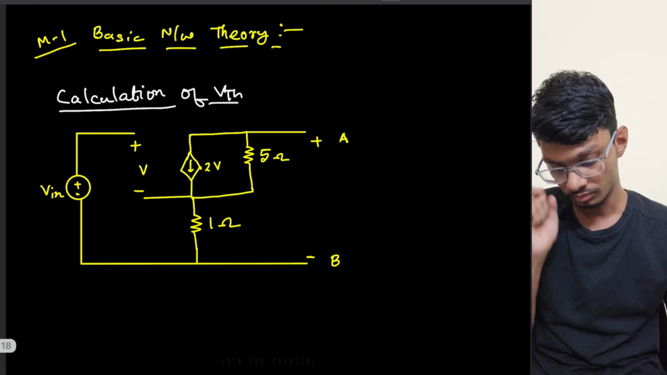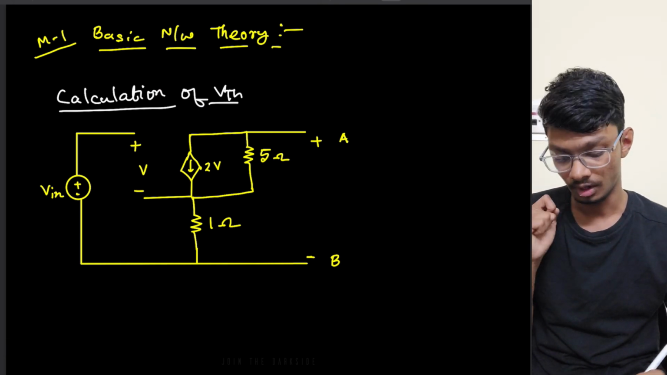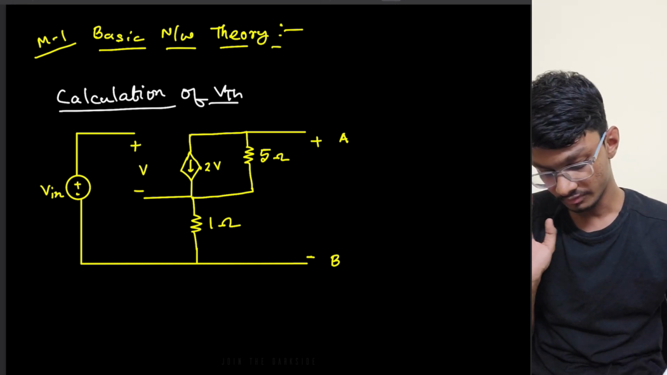So let's go to the calculation through method 1. I will tell you the next method later. The first method is basic network theory: we just apply KVL and KCL.